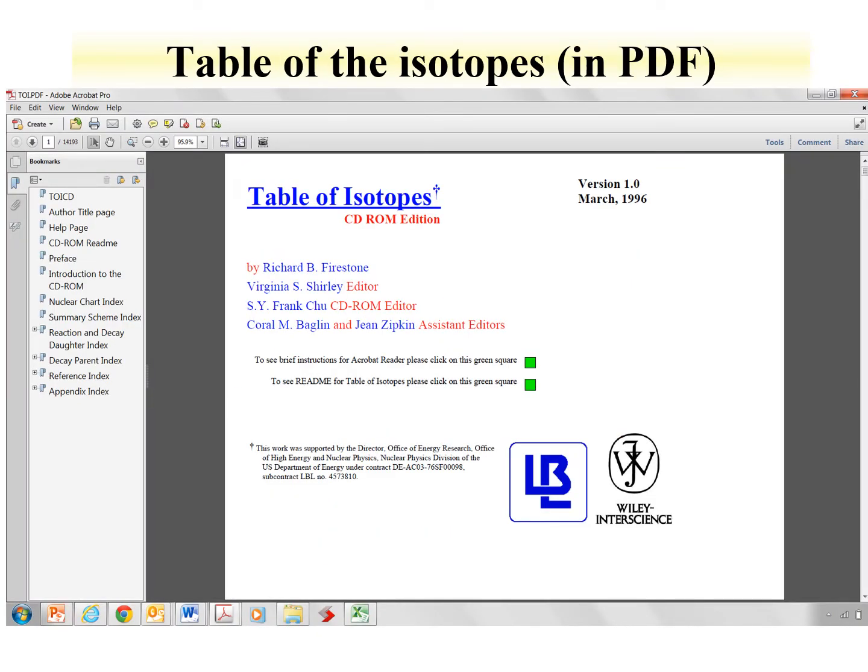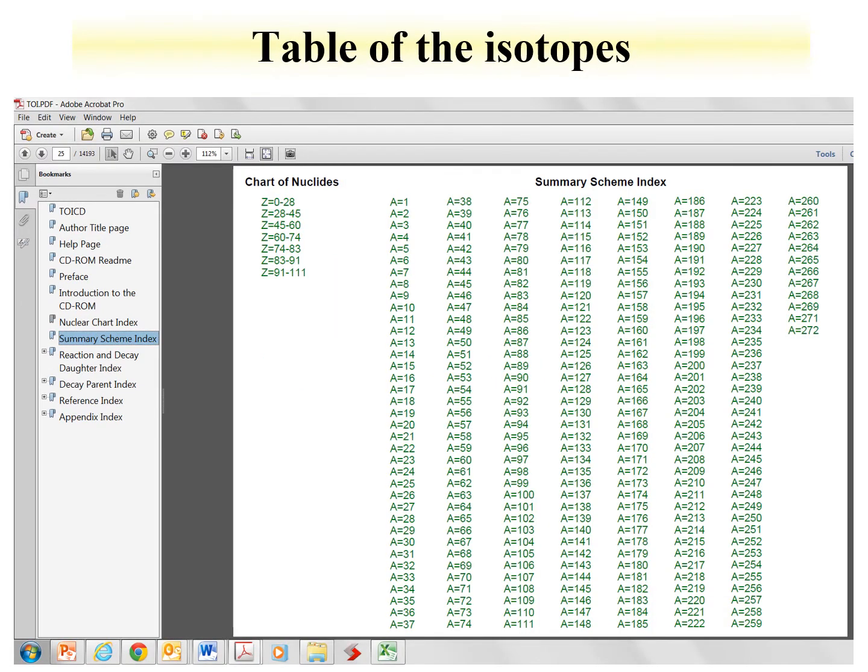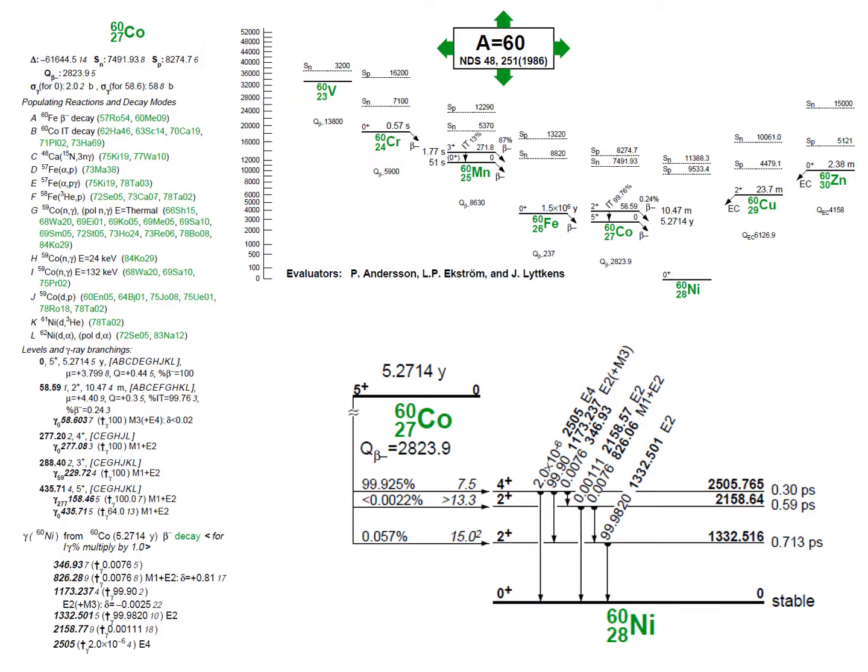One can utilize the table of the isotopes in the PDF form as shown here. Opening it up, you would see this page. You can click on the summary scheme index, and you would get a table that's shown here. This would allow you to pick any summary of isotopes with a given mass. The mass parabola, for instance, we'll select A of 60. We would click on that, and it would pull up information. It would go to this mass parabola as shown here.